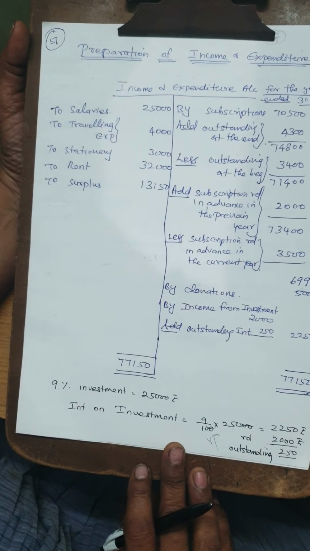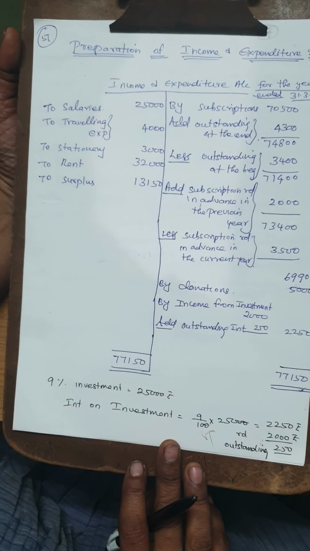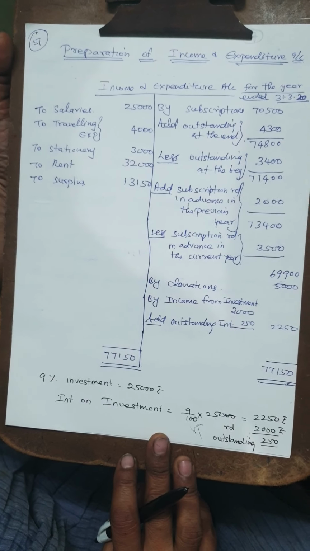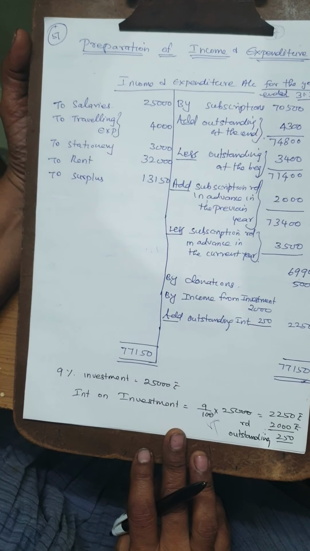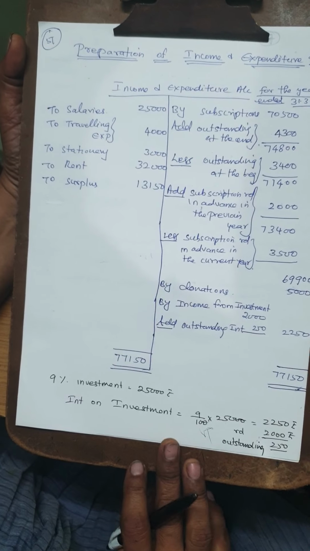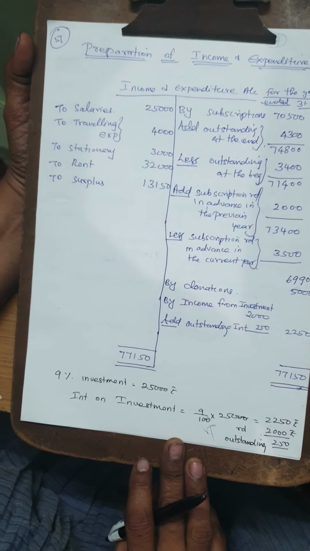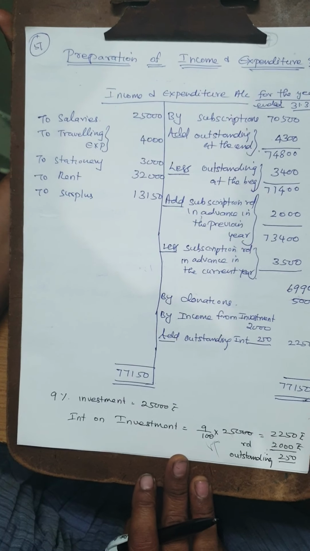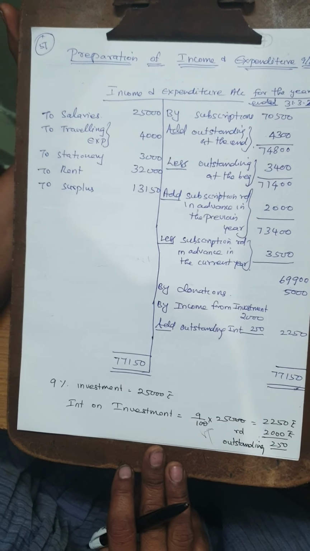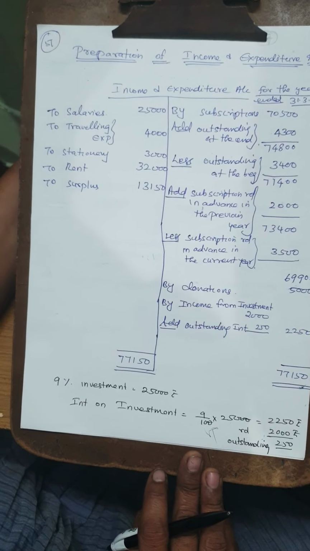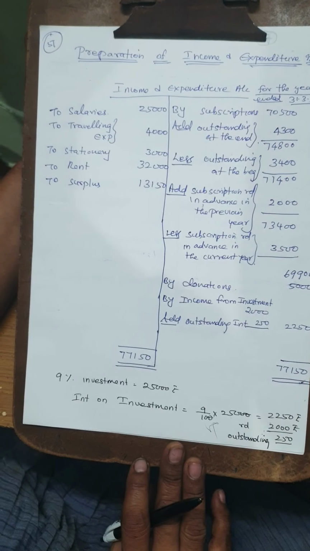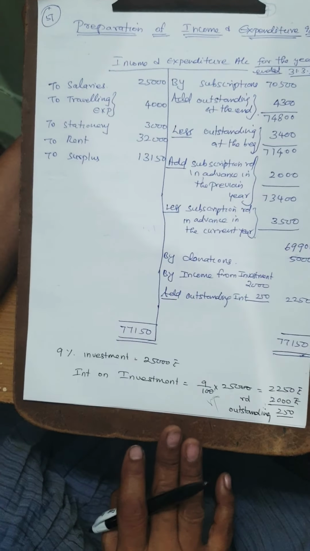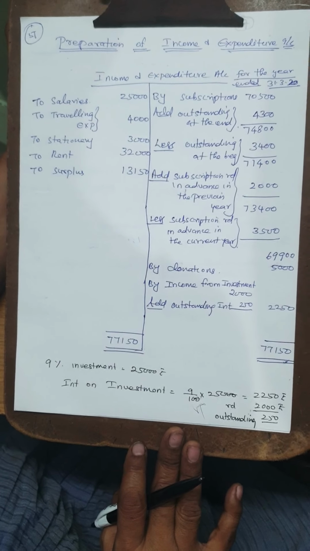Today we are going to see preparation of income and expenditure account and balance sheet when previous year balance sheet is not given. In the previous class, the same income and expenditure account and balance sheet we did, but previous year balance sheet was given in the question.